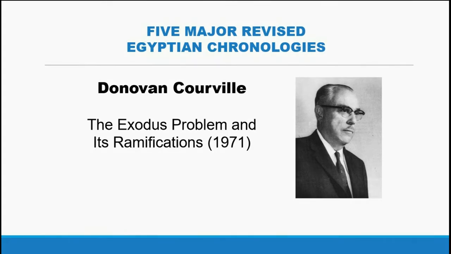The next scholar to build on Velikovsky's pioneering efforts was an SDA scholar, Donovan Corville, who in 1971 published his 2-volume work, The Exodus Problem and Its Ramifications. Corville developed a revised chronology for the entire history of Egypt up to the Greek conquest. Donovan Corville supported Velikovsky's reconstruction as outlined in Ages and Chaos, placing the Exodus at the end of the Middle Kingdom, and his placement of the 18th dynasty in line with the first half of the kingdom period of Israel. He also accepted Velikovsky's synchronism of Thutmose III as the biblical Shishak.